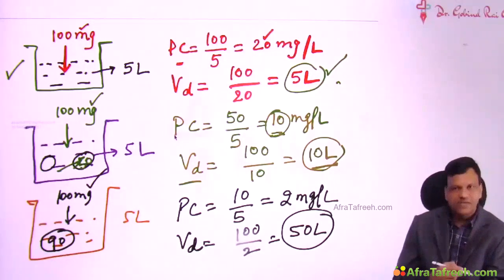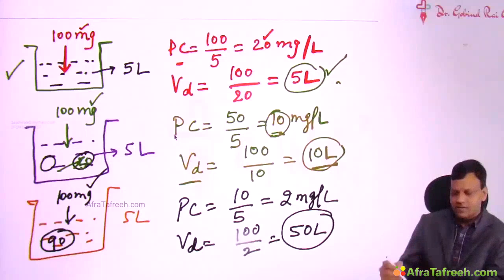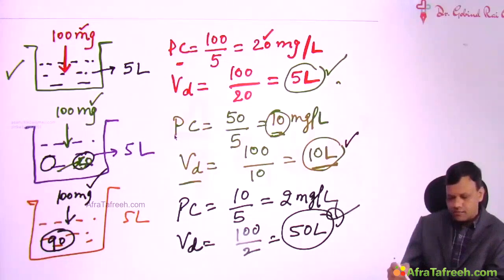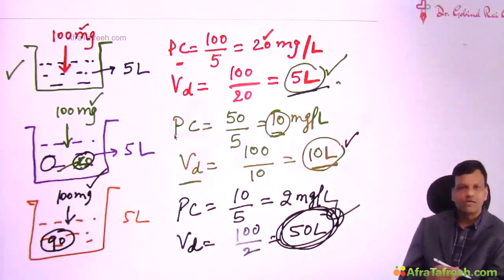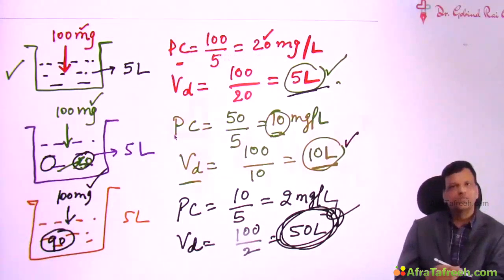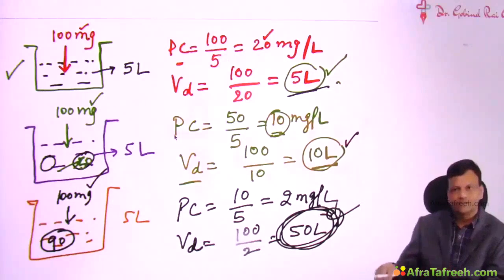So we can safely say from this example that if the volume of distribution is high, most of the drug is going into tissues. If volume of distribution is low, most of the drug is staying in plasma. So volume of distribution simply represents distribution. More VD means more distribution, less VD means less distribution.